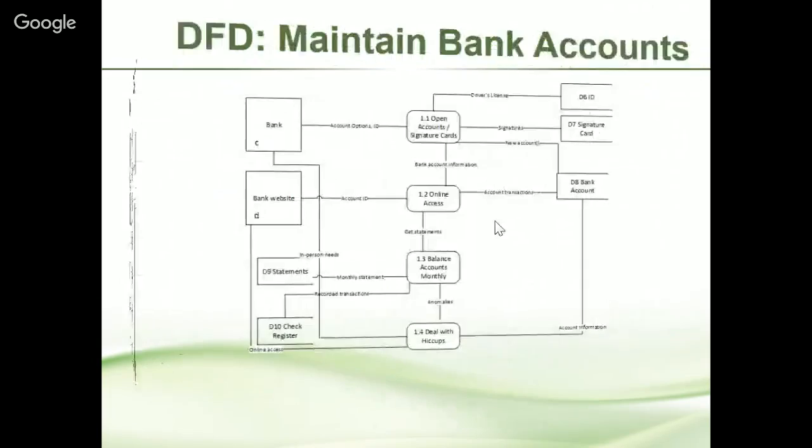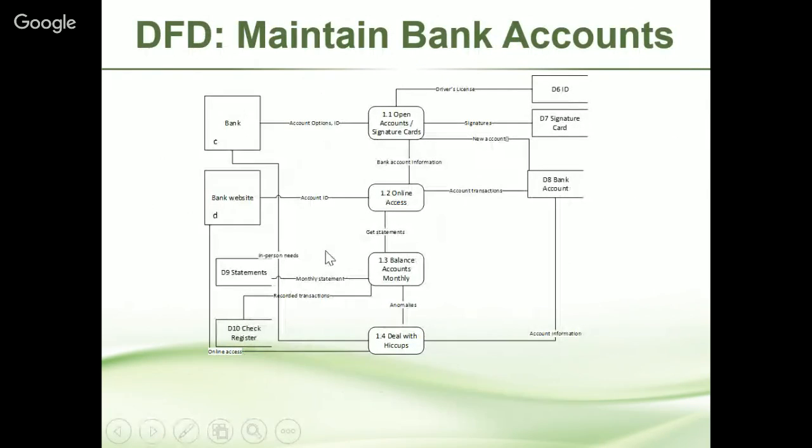But if we break it down, let's look at maintaining bank accounts. So here we have the bank. We've added an external entity, the bank website. That could have gone at the top level. A lot of times I don't put external entities at the top level if they're only used by one and they're not a major entity.